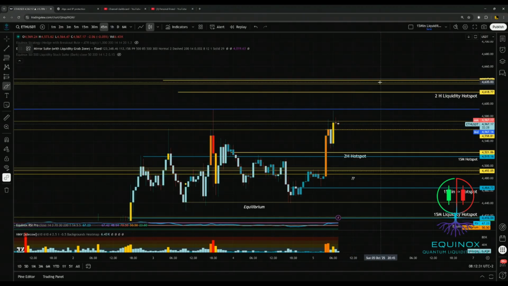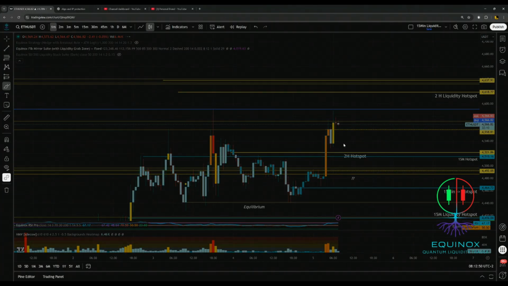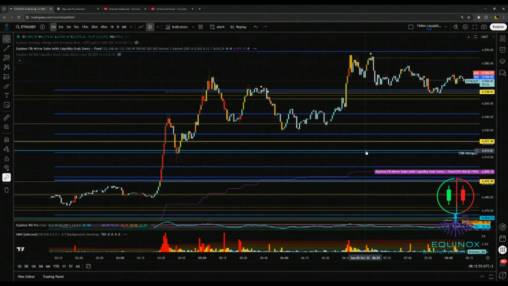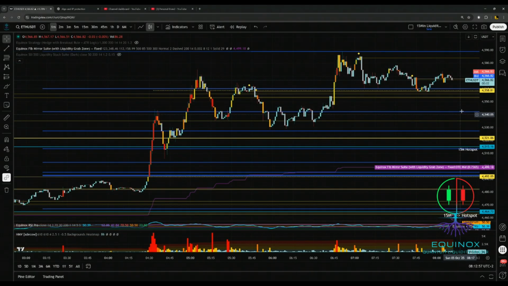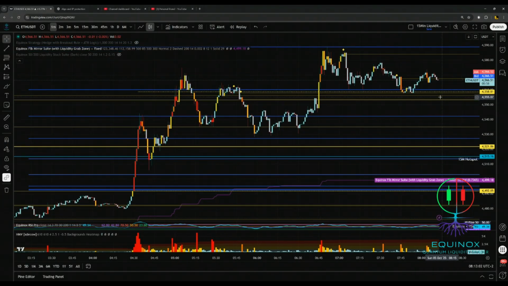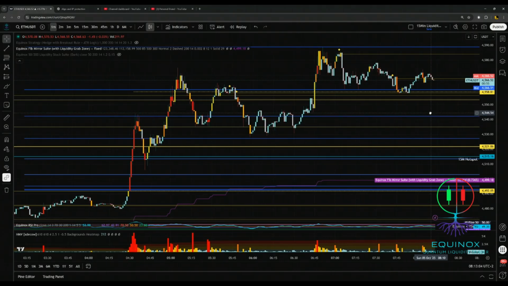So this whole area over here is a liquidity stack. It's the liquidity mirror of this stack. Without going into much detail and giving away my secrets, basically those two are liquidity stacks. I'm tracking it now on the 1 minute to see exactly what this is doing. I know that there's a stack over here of liquidity.